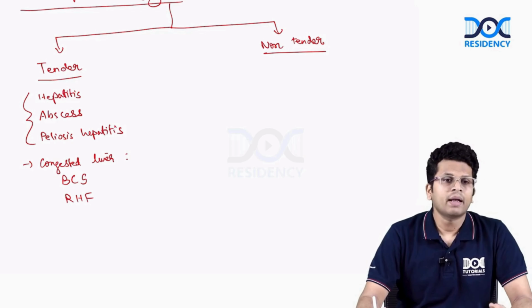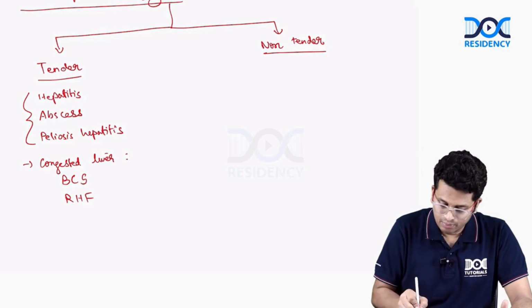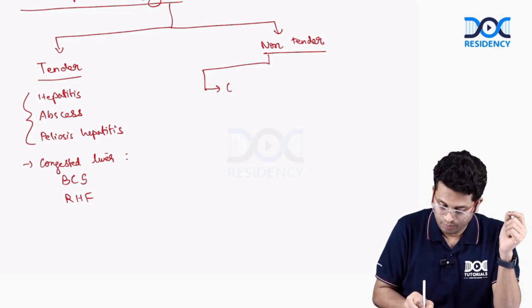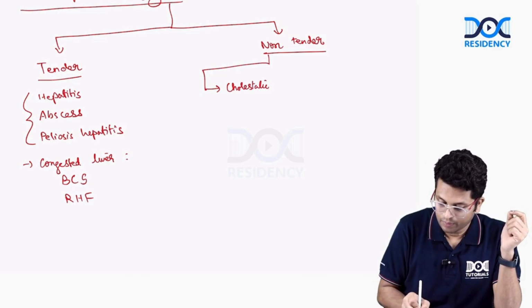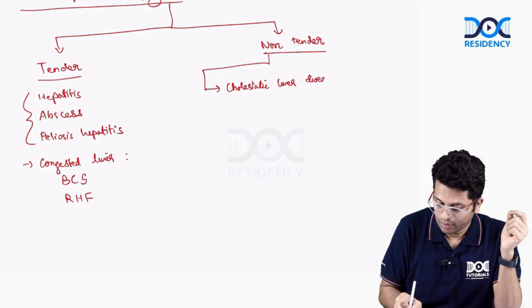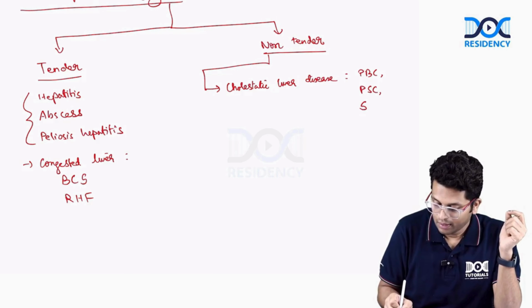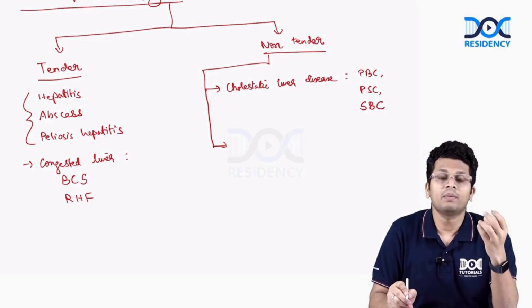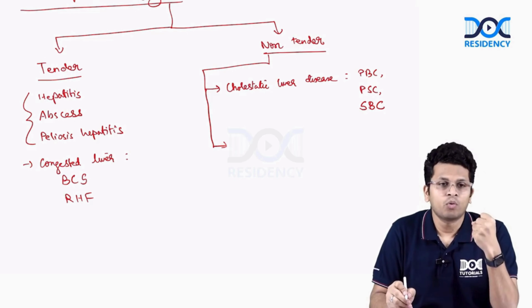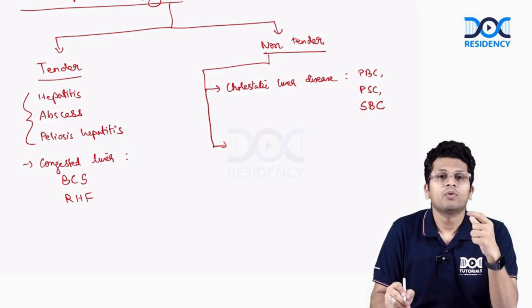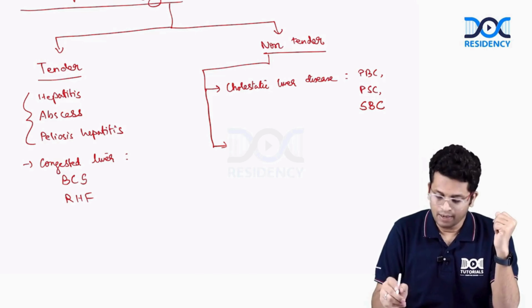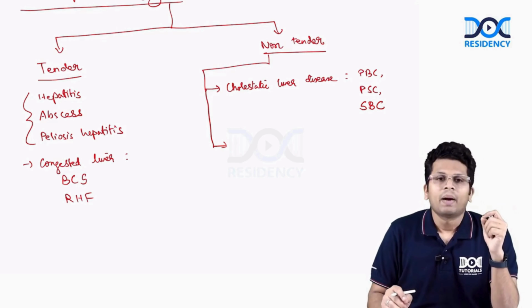Causes of non-tender hepatomegaly are many. We will just remember at least as diagnosis. It could be cholestatic liver diseases, like PBC, PSC, secondary biliary cirrhosis. Okay, secondary biliary cirrhosis is where when the biliary duct or tract is obstructed over chronically due to some cause, there could be secondary biliary changes in the liver which usually can present as hepatomegaly. Okay, then there could be mild tenderness also.